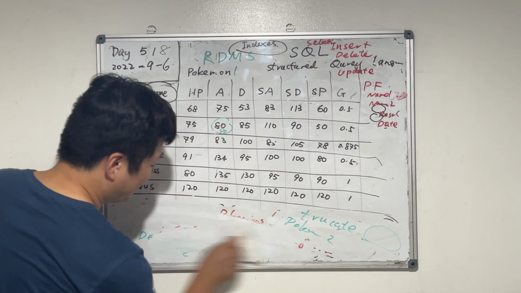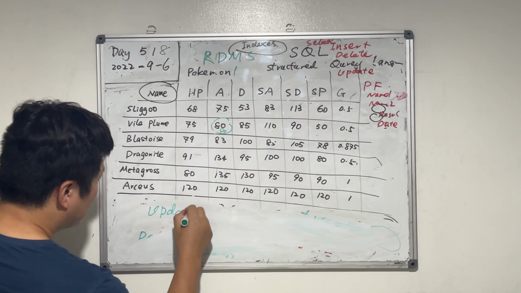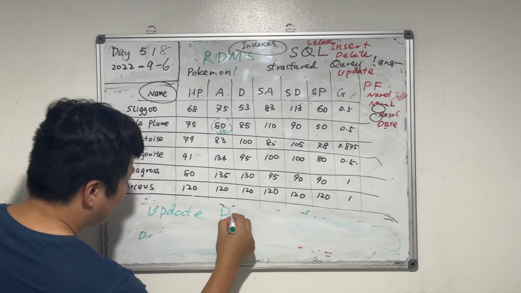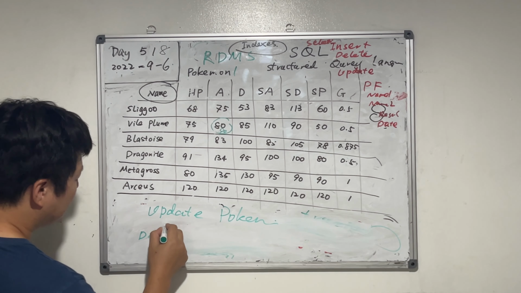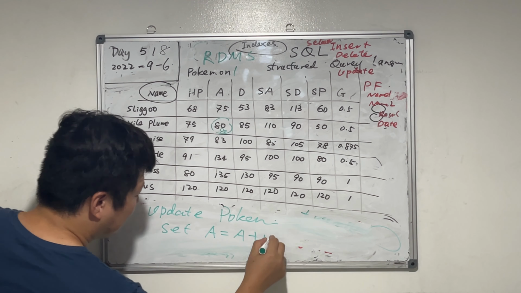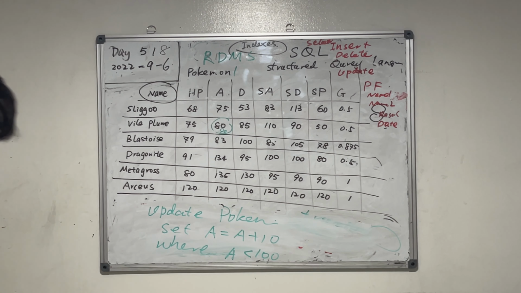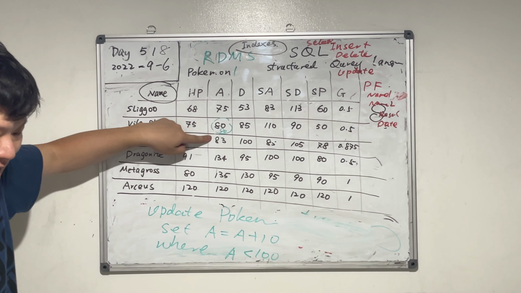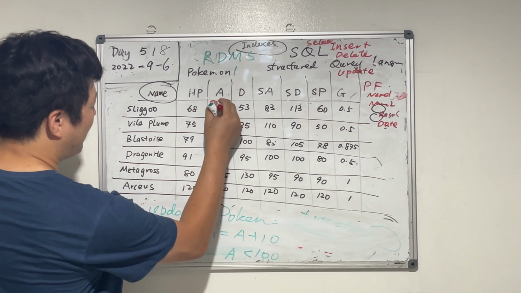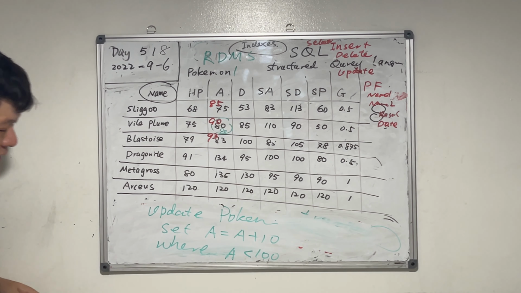So how do we write it? That means 121 plus 10. Update Pokemon, that table, set A equals A plus 10, where A is smaller than 100. What's happening after this? So which 3 columns? So here, these 3, yeah? So this will be changed to 85. This will change to 90. This changes to 93. Okay, that's what it is.